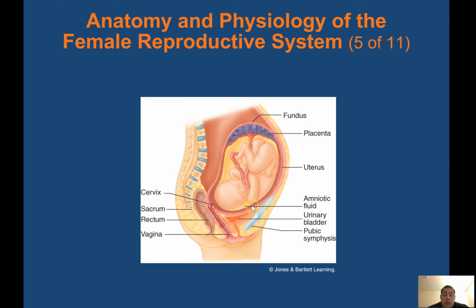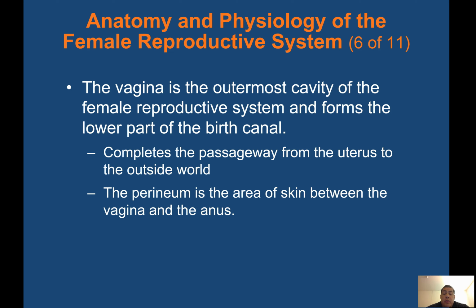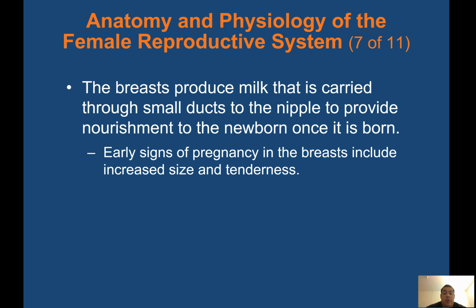Okay, so this is the amniotic fluid. This provides protection for the baby while it's inside. The vagina is the outermost cavity of the female reproductive system and forms the lower part of the birth canal, completing the passageway from the uterus to the outside world. The perineum is the area of skin between the vagina and the anus. The breast produces milk that is carried through small ducts to the nipple to provide nourishment to the newborn once it is born. Early signs of pregnancy in the breast include increased size and tenderness.